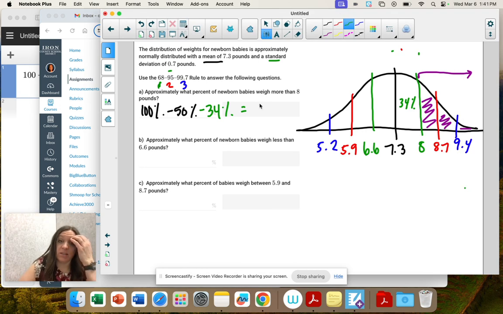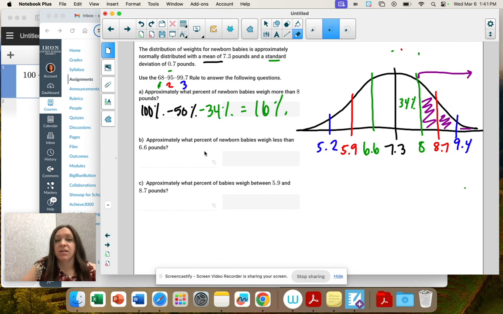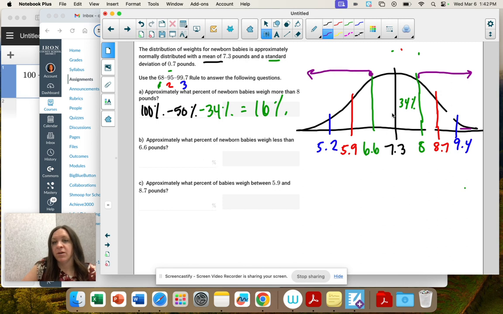Okay, what percent of newborns weigh less than 6.6? Dang it. Okay, so now I want less than 6.6. So now I want to go this way. But because this is a normal distribution, it's the same amount. It's still this, which was 13.5, this 2.35, and then this tiny piece, which is 0.15. So this one's still 16%. It's just going the other way.